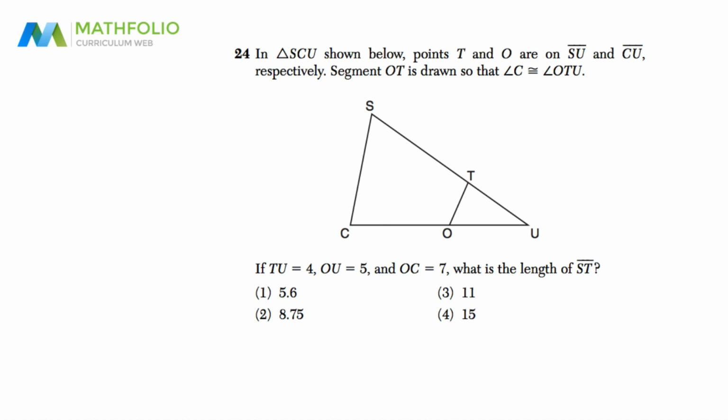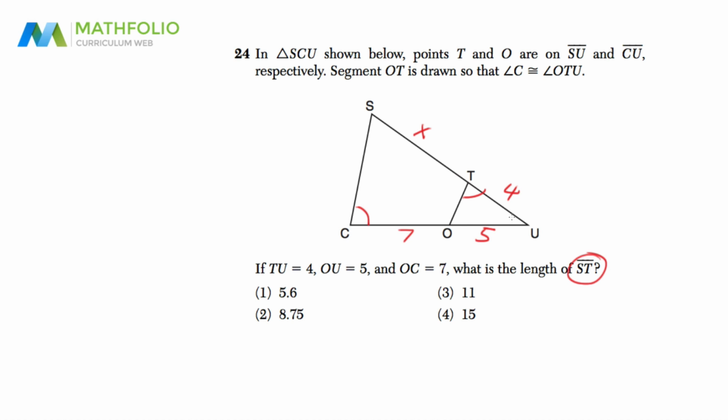Okay, this is the last question from part 1. It's question number 24. It says, in this triangle, T and O are on SU and CU respectively. Segment OT is drawn such that angle C is congruent to OTU. So these two are the same. If TU is 4 and OU is 5 and OC is 7, it says what is the length of ST? So ST question mark, let's just call it X.